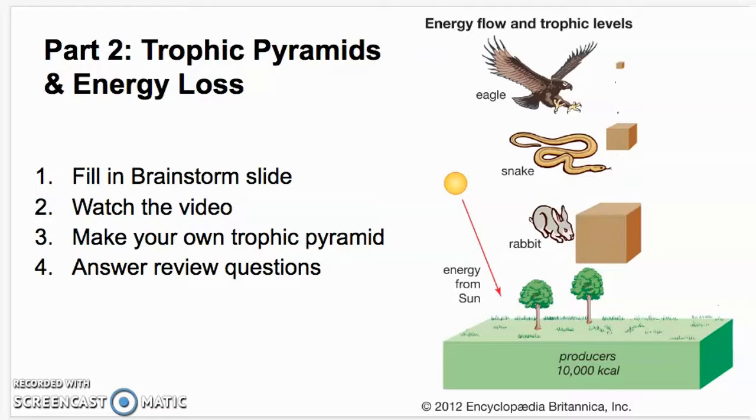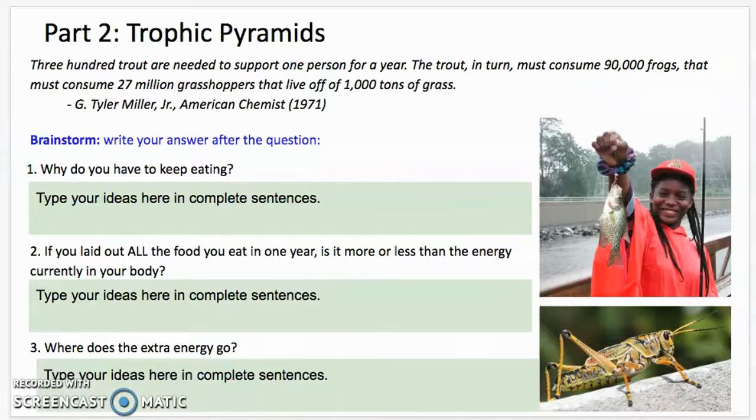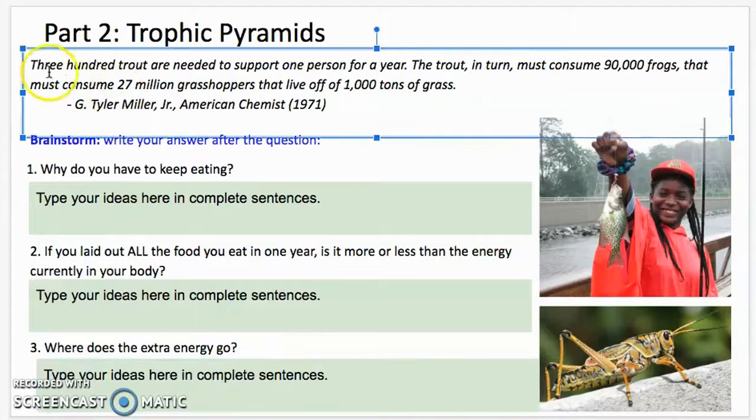Before you continue with the video, I'd like for you to fill in this brainstorm slide. But first, I'll go ahead and explain what that brainstorm slide includes. If you look at this slide where it's asking for you to fill in the brainstorm, there are some green boxes for you to write in, and at the top there's a quote. And the quote says, 300 trout are needed to support one person for a year.